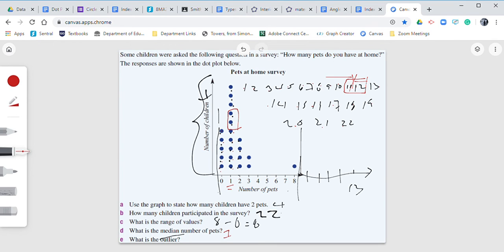The question doesn't ask this, but sometimes it'll ask if there are any gaps in the graph, and there's a gap in your data between 4 and 7. That's a gap because there's no data within there.